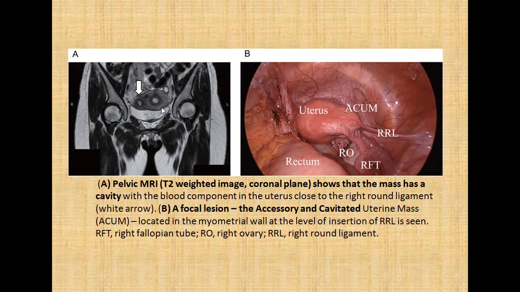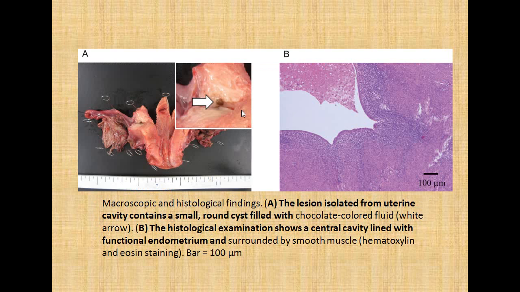Here is a case from the web with MRI showing an accessory cavitated uterine mass that shows peripheral isoechoic myometrial-like tissue and a central echogenic core. And here on laparoscopy, the mass is seen in between the uterine fundus and round ligament. And on pathology, the mass has a central cyst that contains brown chocolate-like fluid, with a central cavity and lining endometrial glands on histopathology.